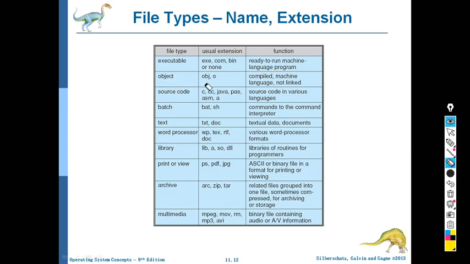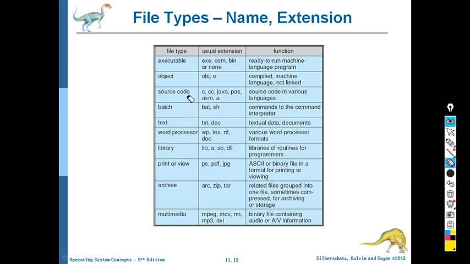Okay, so object file, usually with the extension .obj. This is a file in compiled format, machine language. It may be in machine language, but it is not linked to all the other modules and all that. So you have just compiled your program.